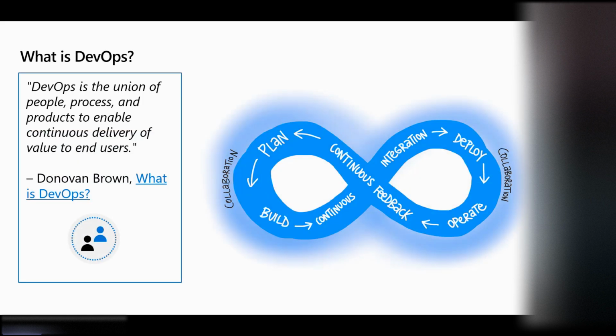So what is DevOps, right? DevOps is, according to one of our colleagues, a union of people, process, and products to enable continuous delivery of value to end users. What you see here, you see this infinity symbol? This infinity symbol contains all the steps to make a DevOps project work, okay? It is doing your planning. It is doing your building. It's doing continuous integration. Then we're deploying, right? Then we're running our operations. We're making sure that it's good. And then we're getting continuous feedback on that. And then the cycle starts over again.